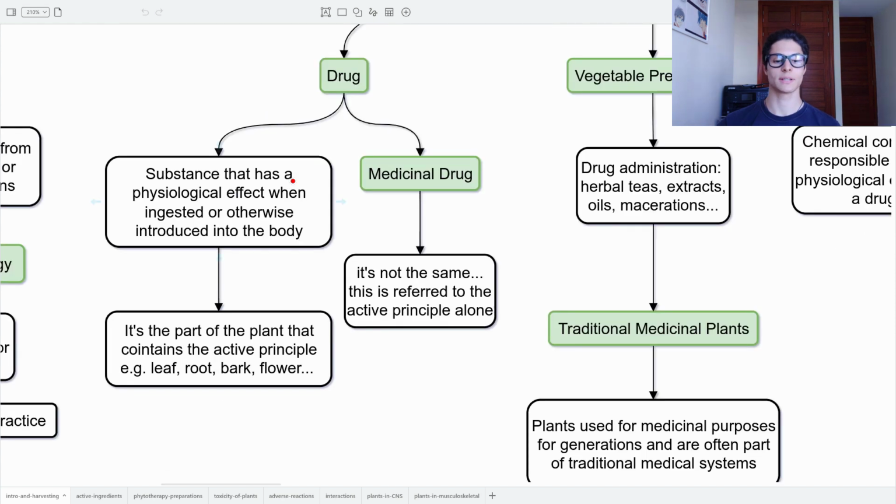A drug is a substance that has a physiological effect when ingested or otherwise introduced into the body. It's the part of the plant that contains the active principle, for example, the leaf, the root, the bark, the flower, whereas a medicinal drug is not the same. This refers to the active principle alone. A medicinal drug is the active principle of pharmaceutical drugs. Drugs refer to the plants that contain those active principles.